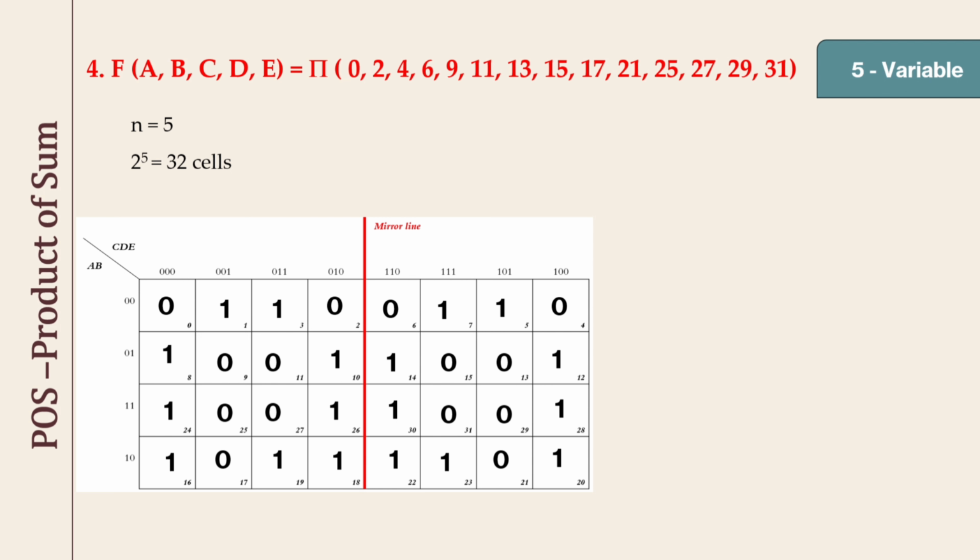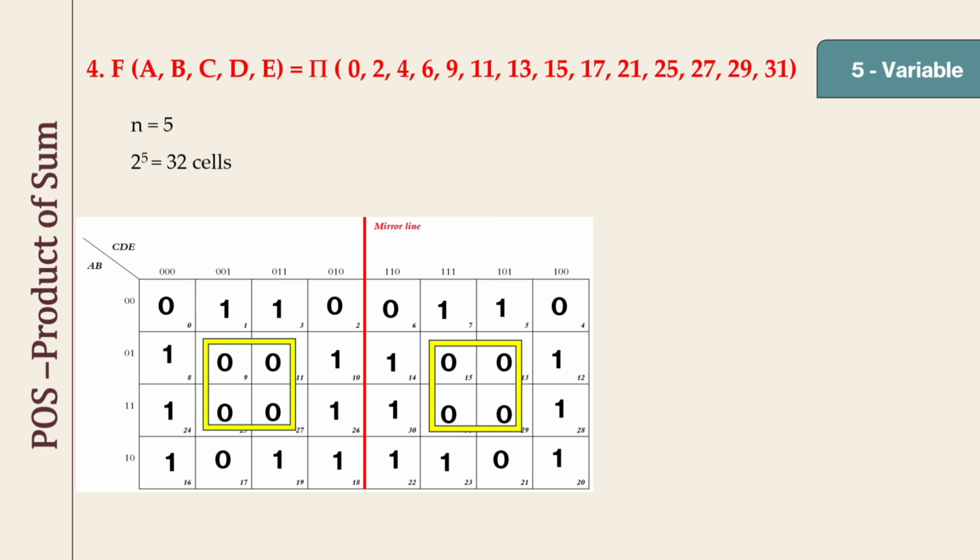As per the mirror rule, we can group 8 cells here. That are cell number 9, 11, 25, 27 along with the cell number 13, 15, 29 and 31. Because when you fold the K-map from the center, these cells will overlap on each other. So we can consider these 8 cells as one group. Now let's move for making the second group.